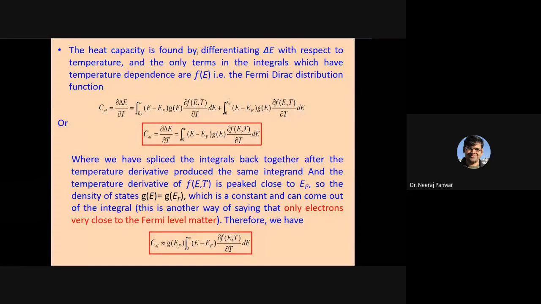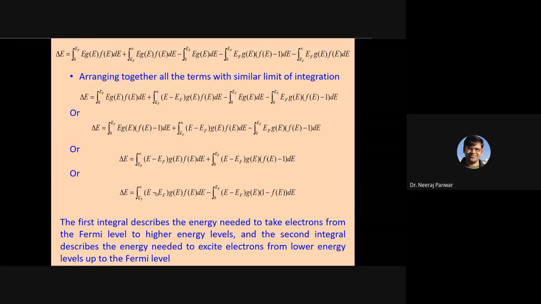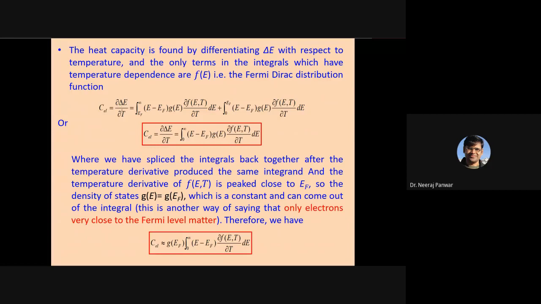The specific heat is found by differentiating delta E with respect to temperature, and the only term in the integrals which has temperature dependence is f of E. The Fermi energy is constant, the density of states is constant, only the temperature dependency is given by f of E. So we write C electronic is equal to del delta E divided by del T, which is equal to integral EF to infinity (E minus EF) g of E, and we differentiate f of E, a function of energy and temperature, dE, plus integral 0 to EF (E minus EF) g of E times the first derivative of f of E with respect to temperature, dE.